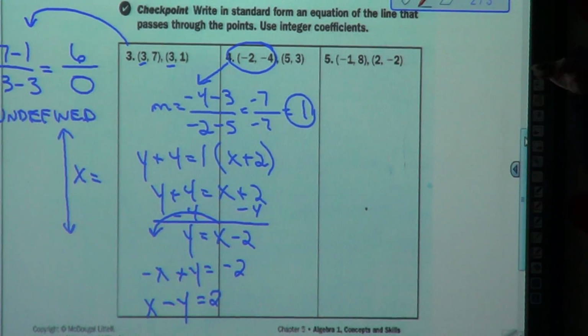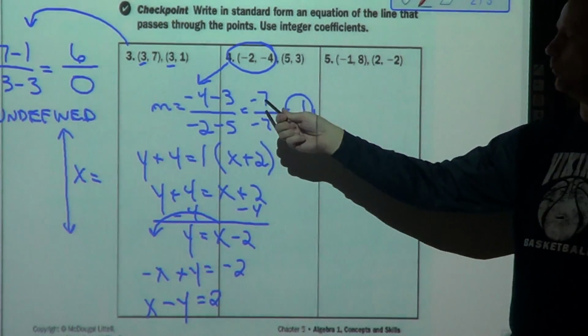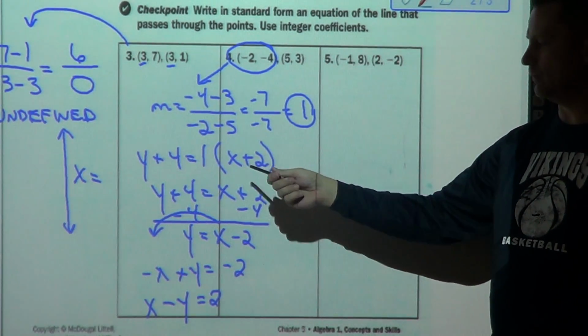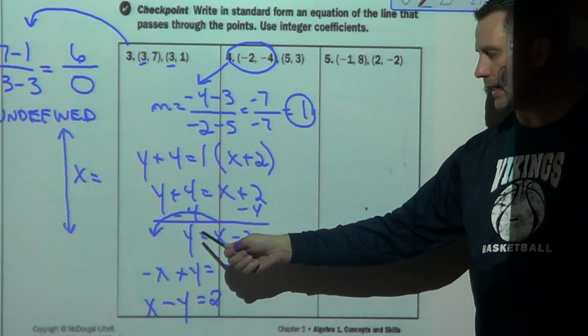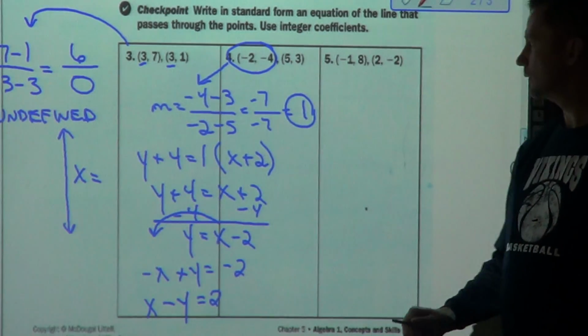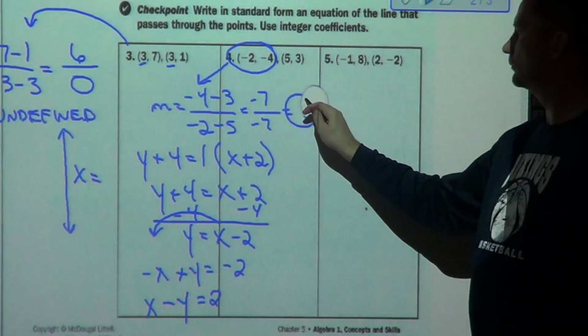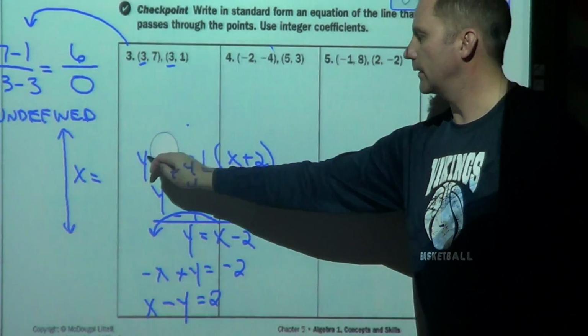Okay, now I want you to pause the video. Try this one. Here are my steps. I'm going to find the slope. Pick one of the points and the slope, put it in point-slope form. Get rid of the parentheses. Isolate the y, and then move the x. Okay? I'm going to erase this here, so I give myself a little room.